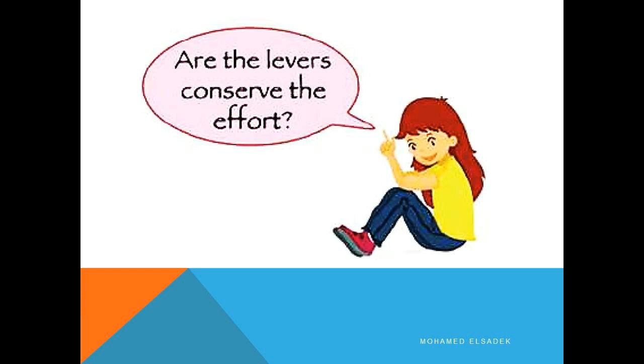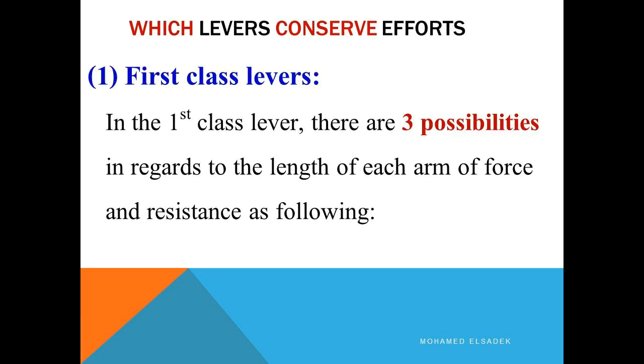السؤال الاخير اللي هنختم بيه lesson number 2 in unit number 1: are the levers conserve effort؟ هل الروافع تحفظ الطاقة؟ تعال نشوف. The question now: which levers conserve effort؟ أي الروافع يحفظ الطاقة أو يحفظ المجهود؟ Number 1, first class lever. The first class lever: there are 3 possibilities in regards to length of each arm of force and arm of resistance as following. بيقول لك إن في الرافعة اللي من النوع الأول في 3 احتمالات، تضع في الاعتبار length of each arm of force and arm of resistance، مع الوضع في الاعتبار الديستنس between الفورس and fulcrum والديستنس between resistance and fulcrum.